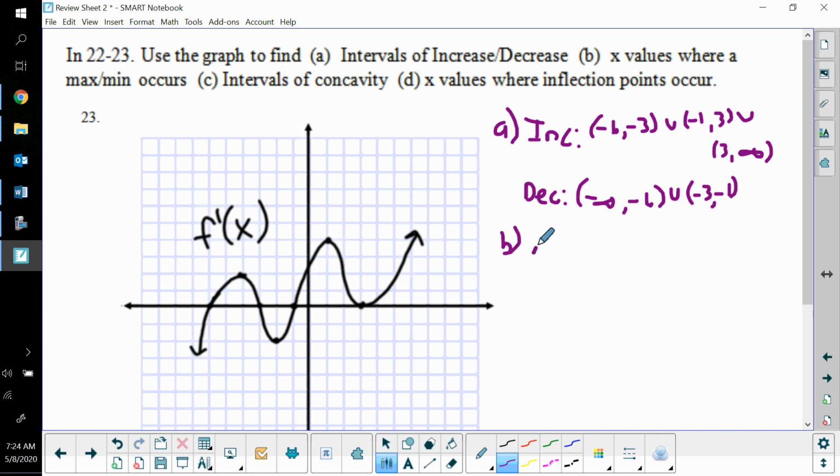And B, x values of maxes and mins. Once you have your increase-decrease intervals, I would say just look at those. So we start from negative infinity to negative 6. At negative 6, it switches from a decrease to an increase. If you go decrease to increase, that's a minimum. Then negative 6 to negative 3. At negative 3, we're going increase to decrease. Increase to decrease is a maximum. At negative 1, we again go from decrease to increase. So that's back to a minimum. Then at 3, it doesn't switch, so nothing is happening there.